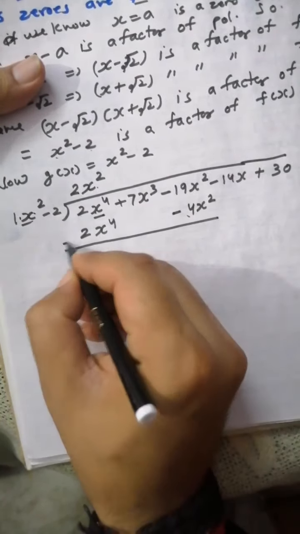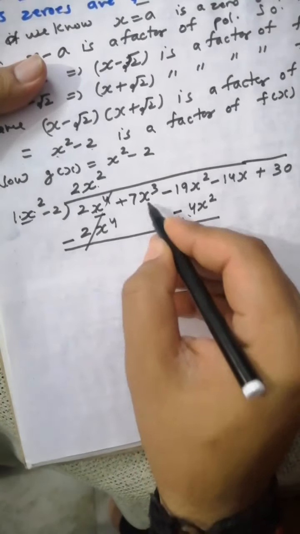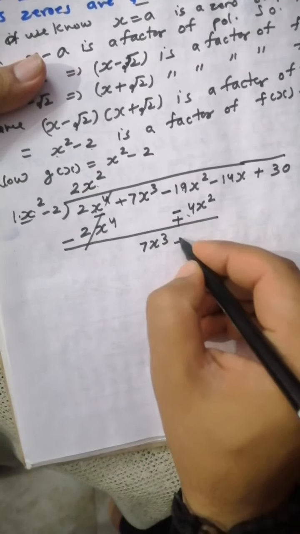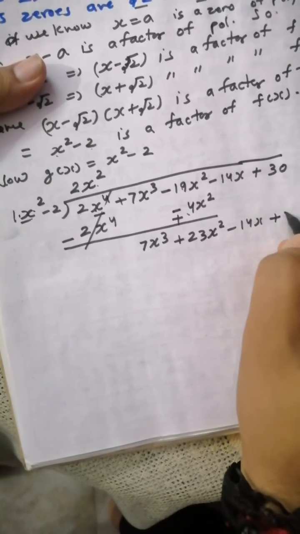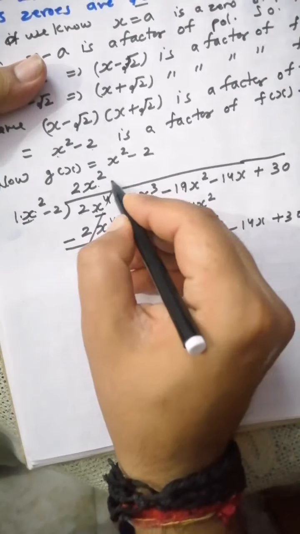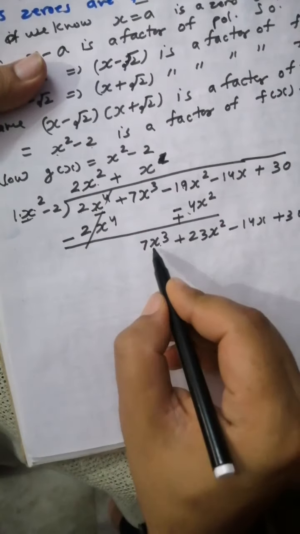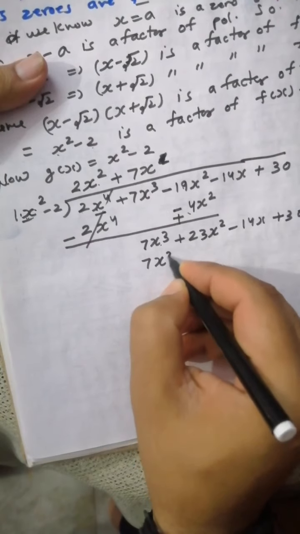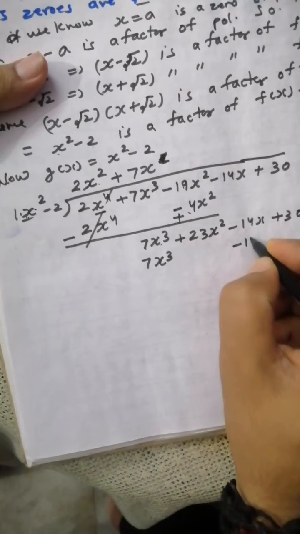Now according to the rule, minus plus. This term cancels by this. So here 7x to the power 3 is left. Now 19 plus 4 is 23x to the power 2, minus 14x plus 30. Now again it is x square, it is x cube. So plus 7x. 7x multiplied by this will be 7x cube, and 7x multiplied by this will be 14x. So minus 14x.